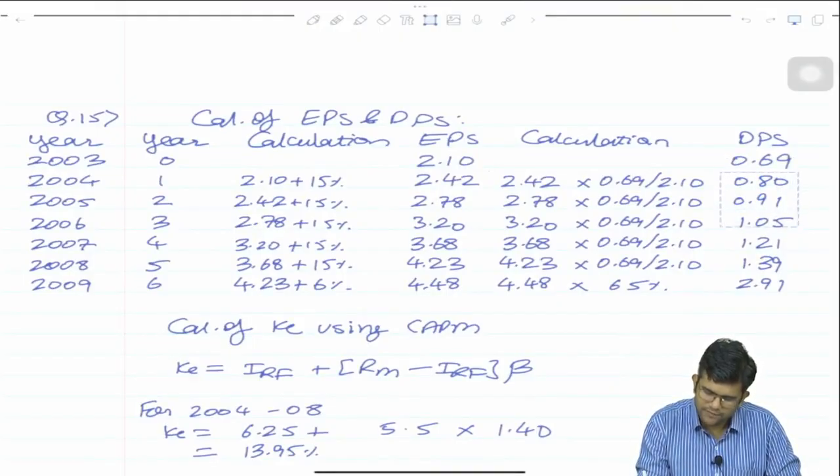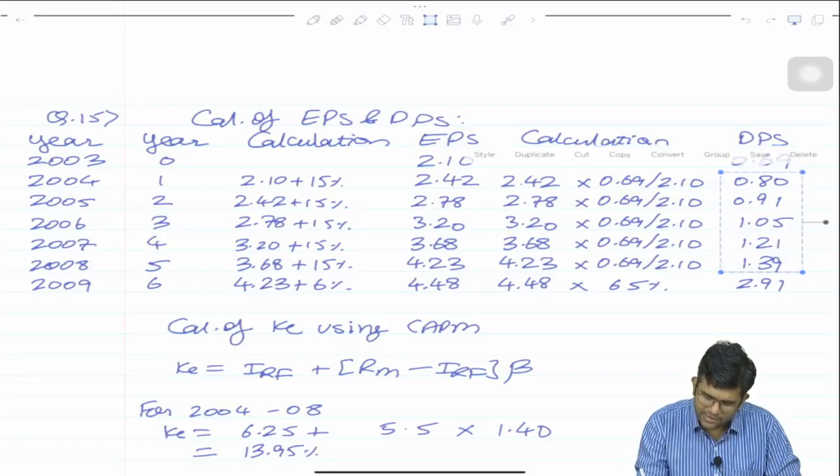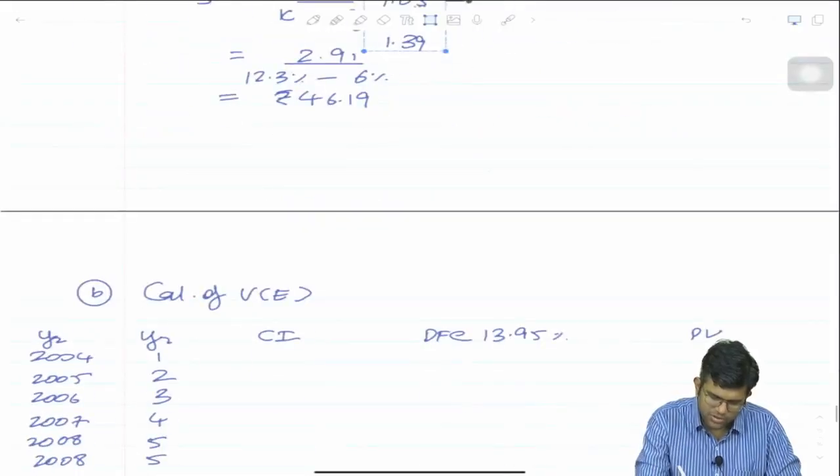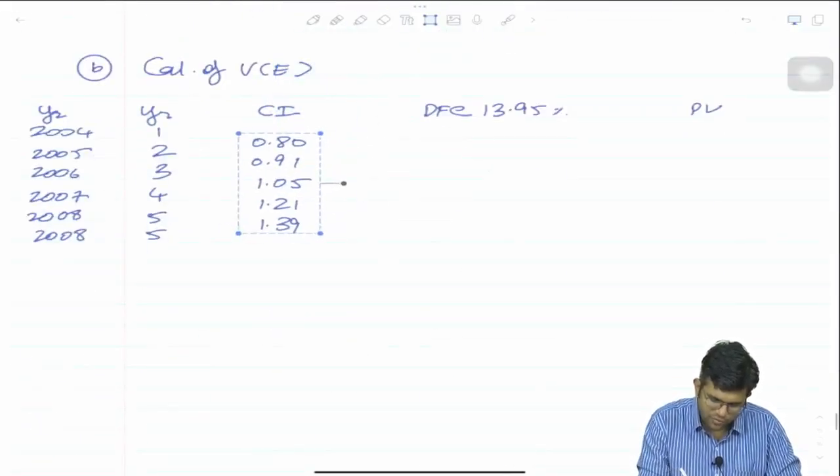2004, 5, 6, 7, 8. Correct? These numbers we will take and we will post them here. Correct? We'll post them here.